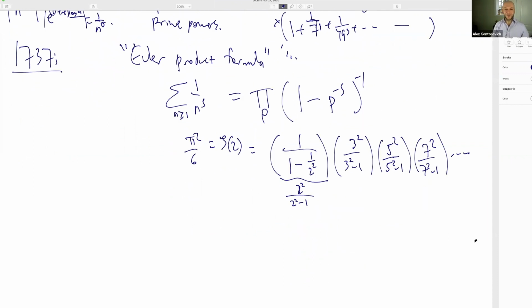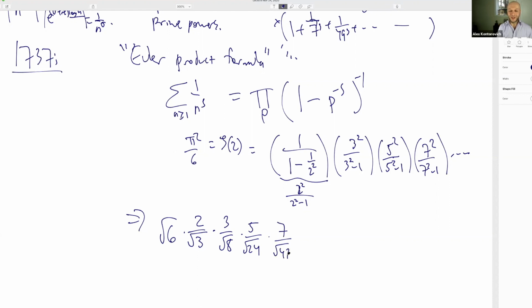And so you get this really crazy formula for pi. Let's see, I want to multiply by 6 and take square roots. So if we take root 6, and if I take square roots of this, I get 2 over root 3. 2 squared minus 1 is 3. And 3 over root 9 minus 1, and 5 over root 24, and 7 over root 48, and 11 over root 121, and 13 over root 169, and so on. This massive product comes out to pi.